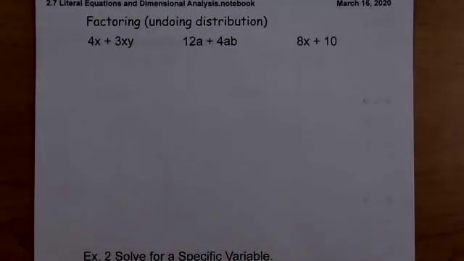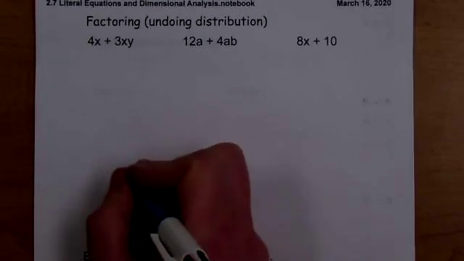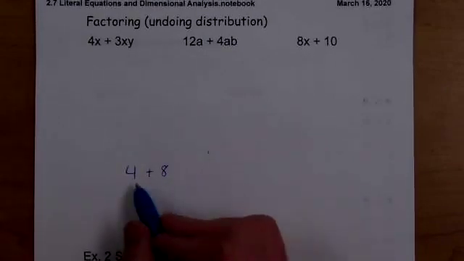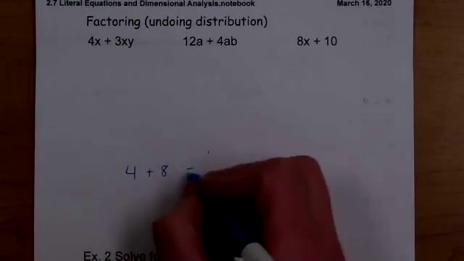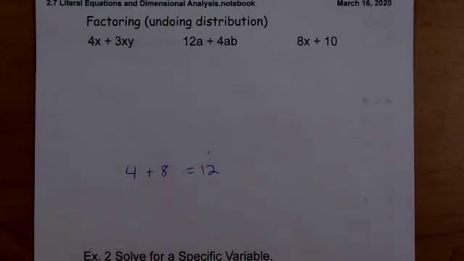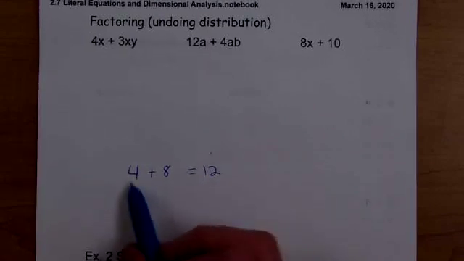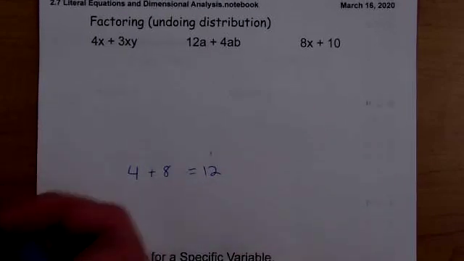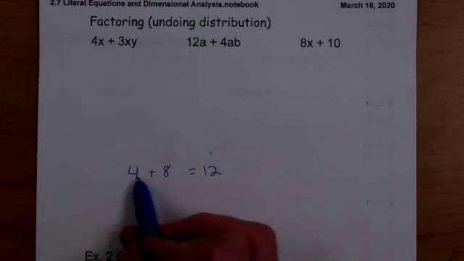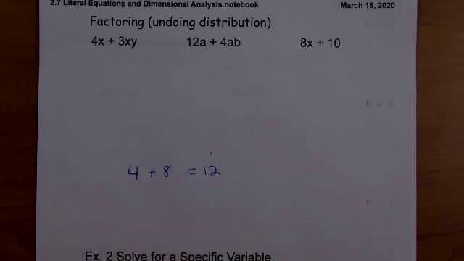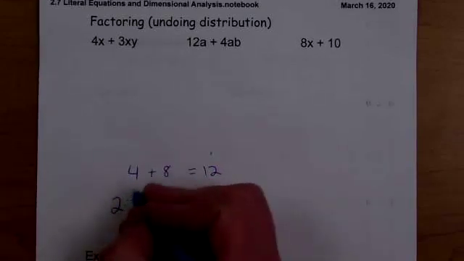Okay. So how I always lead into this is if, say, I had 4 plus 8, right? We know that is 12. We're like, yeah, Mr. Harris, what does this have to do with factoring or undoing distribution? Well, what is a common factor of 4 and 8? What number can I multiply both of them by? Or what number are both of these divisible by? Well, let's go with 2.